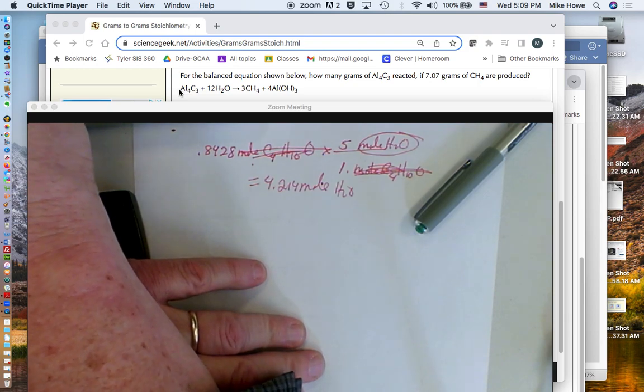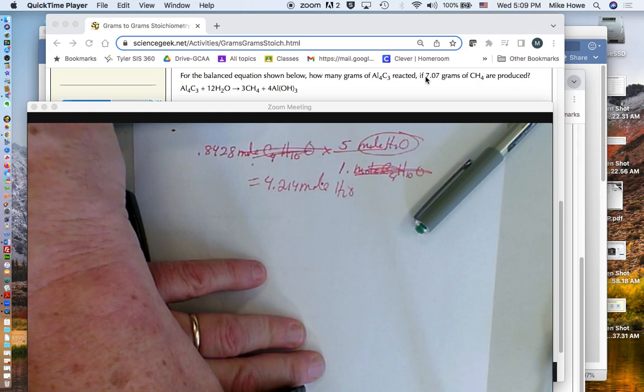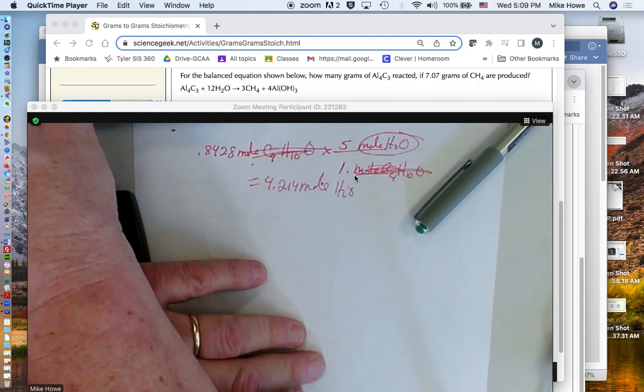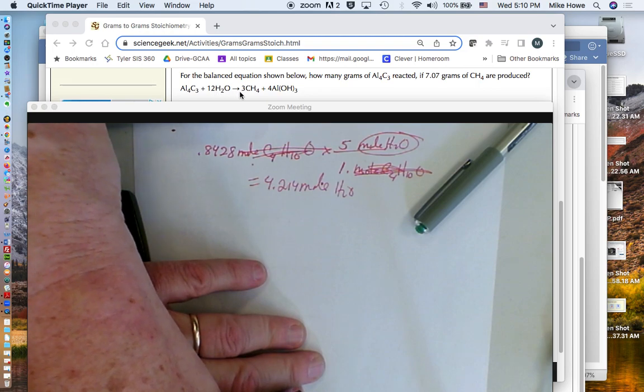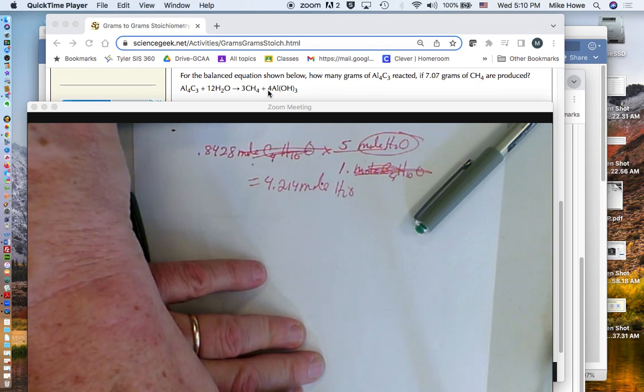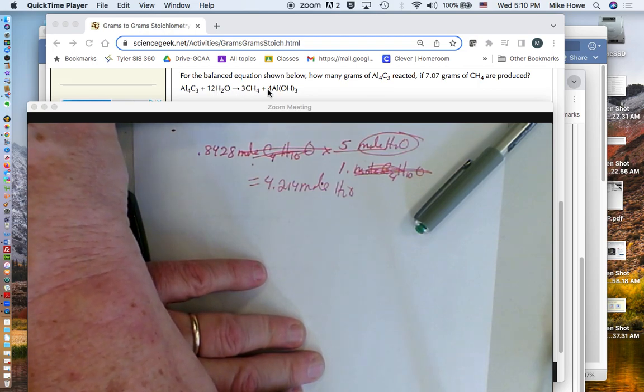It's not about masses. So we have to change any mass that we're given into moles before we can actually use this mole ratio, because the mole is a number of things. So again, the chemical equation tells us one of these reacts with 12 of those to make 3 of those and 4 of those, but it doesn't say anything about what they weigh.